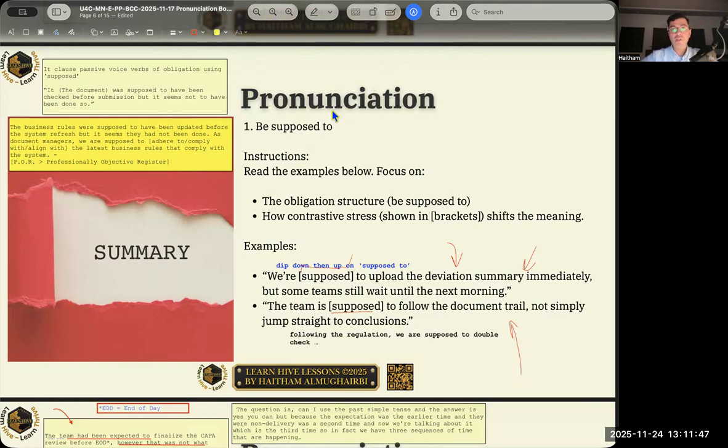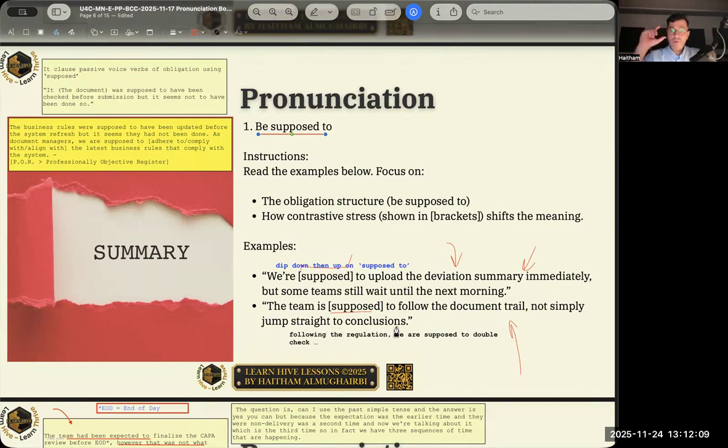So, what we discussed today was how to use be supposed to, and the examples were: we're supposed to upload the deviation summary immediately, but some teams still wait until the next morning. And the second example was: the team is supposed to follow the document trail, not simply jump straight into conclusions.